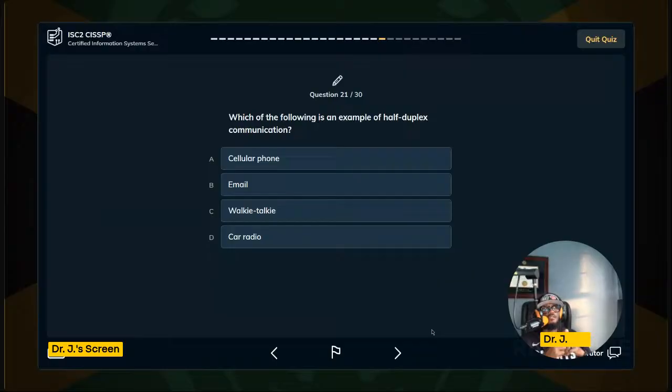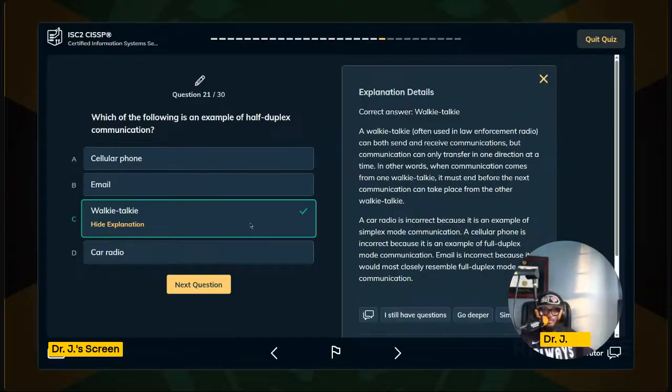Email is not half duplex. It's something else. I forget. Well, there's gonna be walkie-talkie. Because yeah, you hold the walkie-talkie, hit the receiver button, you can speak, but then the person on the other end has to wait until you let go, and then they can respond. Yeah, you often see this with law enforcement radio. They can both send and receive communication, but it can only transfer one direction at a time. So as I mentioned, you hit the receiver button, say what you got to say. The other person on the other end can hear it, but they can't respond back to you until you let go of the receiver button, and then you can go back and forth that way.